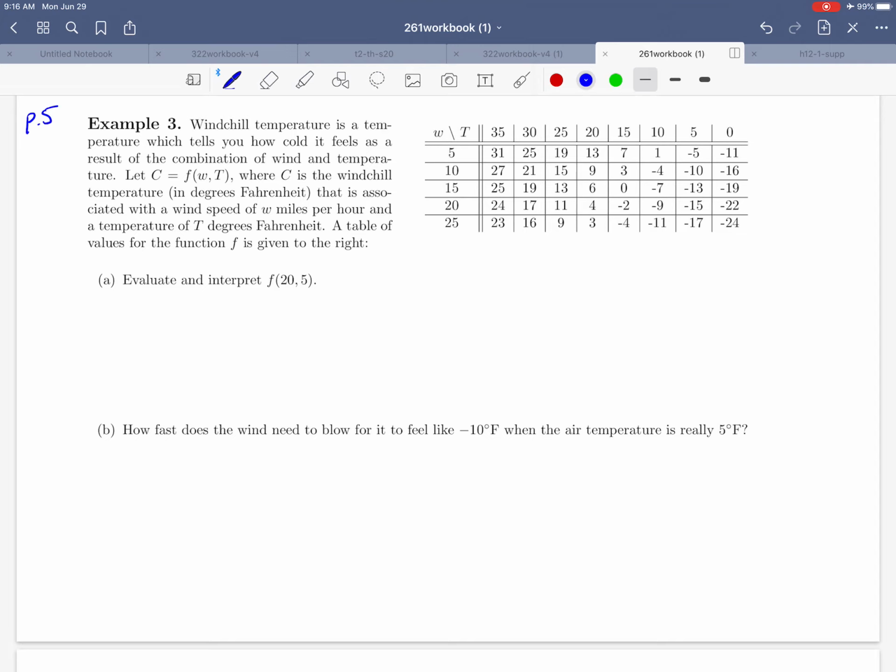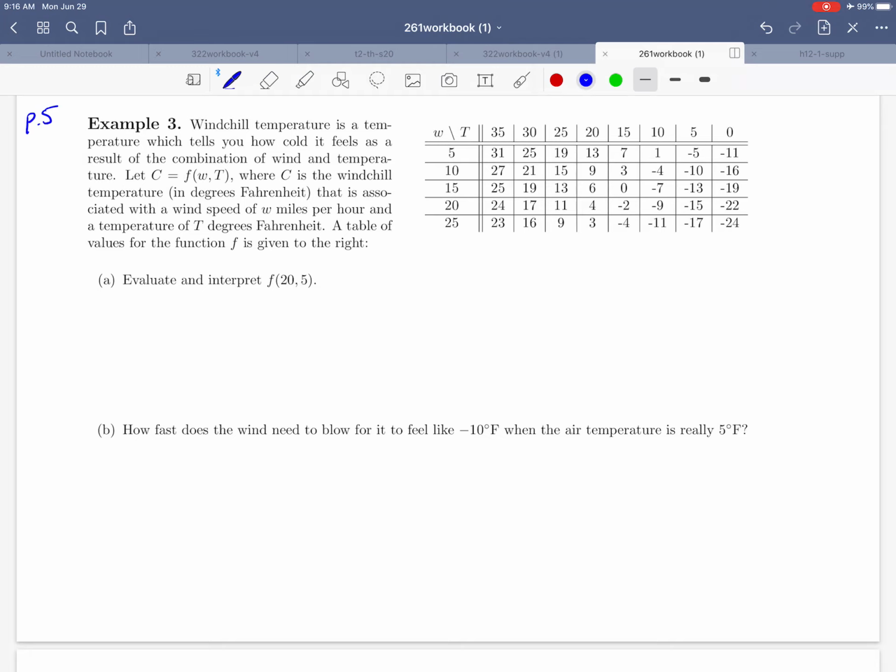So wind chill temperature is a temperature which tells you how cold it feels as a result of the combination of wind and temperature. We're going to let C equal f of w and t, notice three variables involved there, where C is the wind chill temperature that's associated with a wind speed of W miles per hour and an actual temperature of T degrees Fahrenheit. Okay, and one thing that's interesting about this function and the way that it's given to us is we don't have a formula for this function.